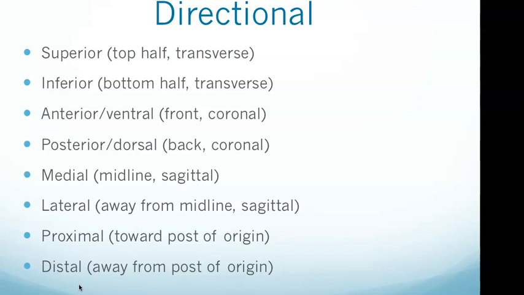As you're looking at anterior and ventral, that will be the bottom half of the body along the transverse plane. Sorry, I read the wrong one there. The anterior ventral is the front part of the body along the coronal plane. Posterior dorsal will be the back part of the body along the coronal plane.